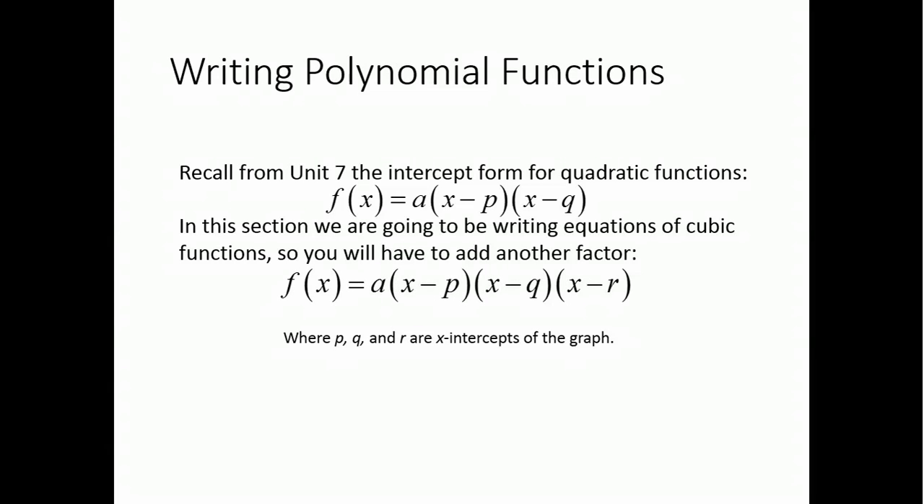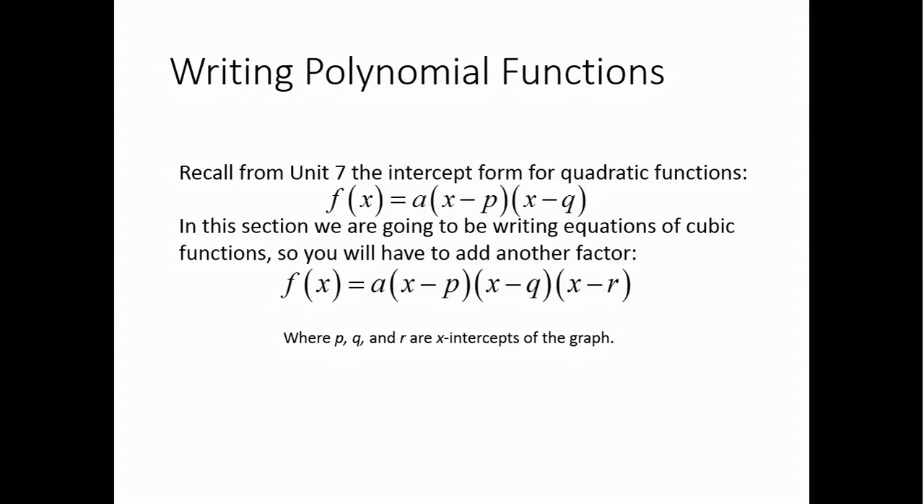So today, if you recall, when we looked at graphing quadratics, we had what's known as intercept form, which looked like f of x equals a, which was some number, and then x minus p and x minus q. Remember, p and q were our intercepts. Well, in this section, what we're going to look at is how to write equations of cubic functions. So you'll have to add another factor. So we're going to have f of x equals a times x minus p times x minus q times x minus r, where p, q, and r are x-intercepts of the graph.